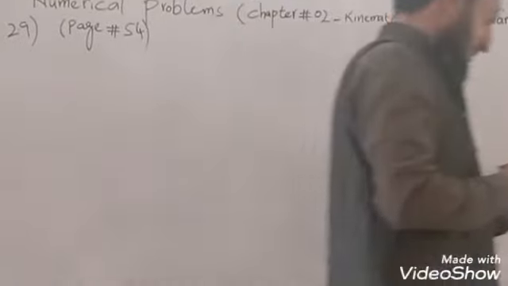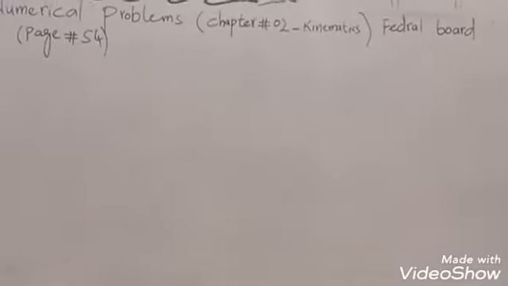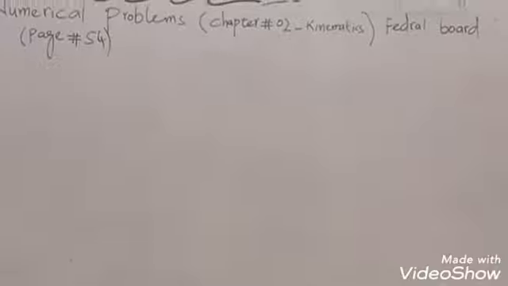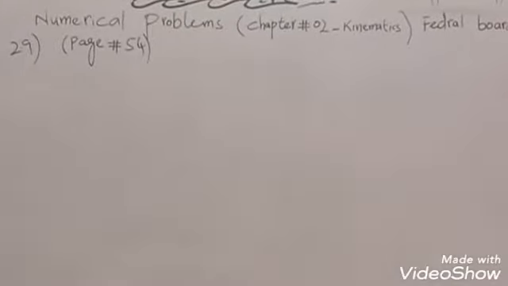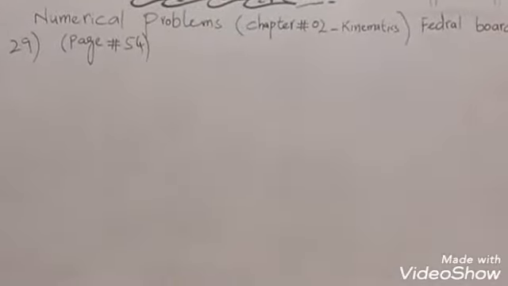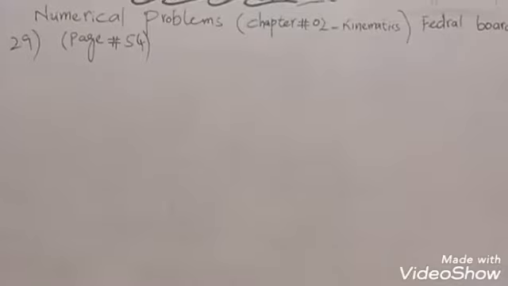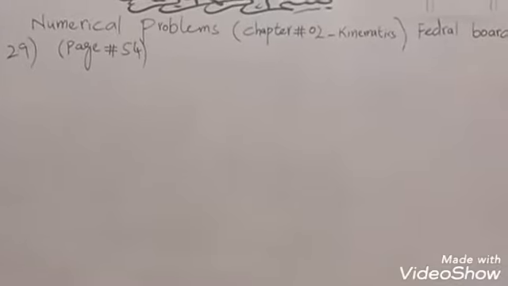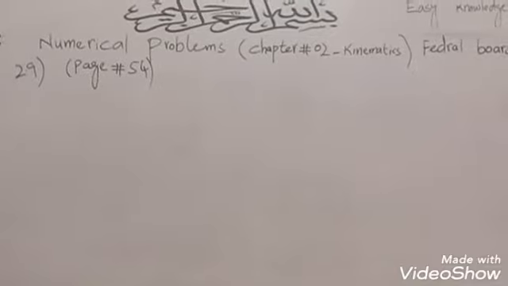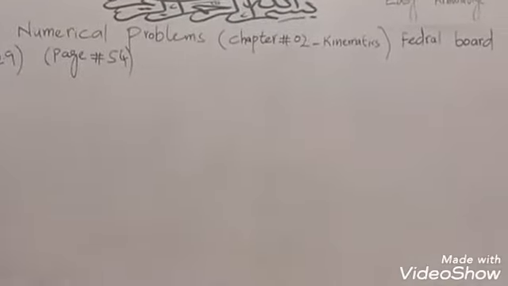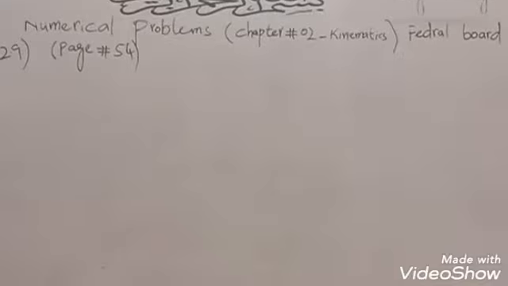Dear students, in today's class, we will solve numerical problem 2.9, which is on page number 54. Let me read the statement first. When brakes are applied, the speed of a train decreases from 96 km per hour to 48 km per hour in 800 seconds, in 800 minutes. How much further will the train move before coming to rest, assuming the retardation to be constant?